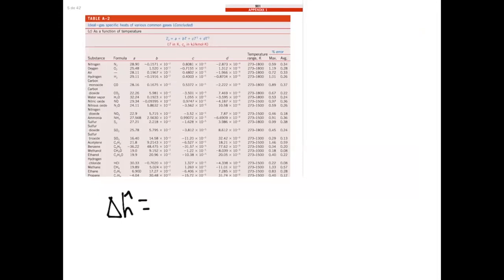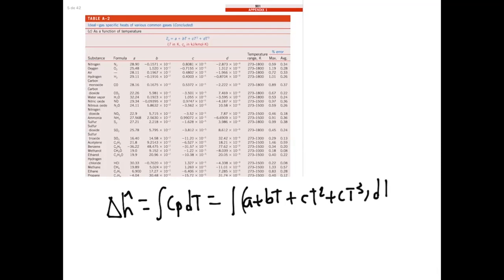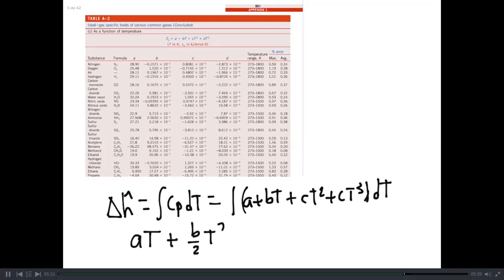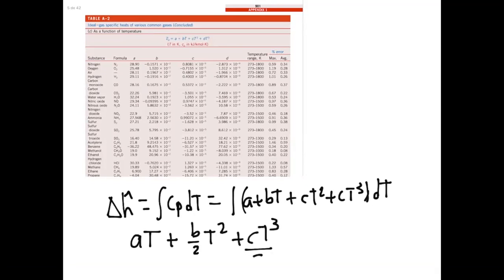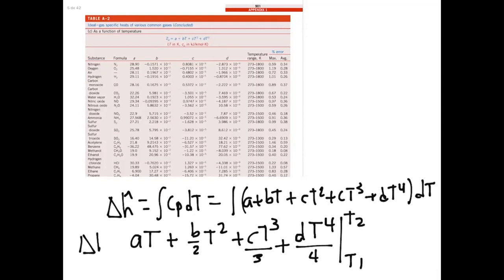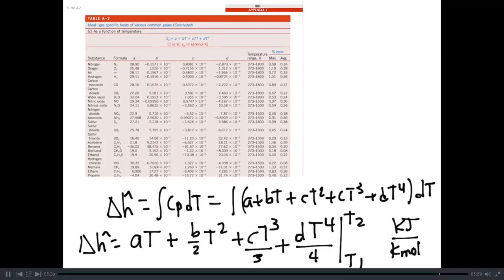So, whenever you do the integral, since delta h specific is the integral of Cp dT, you can do the integral of A plus BT plus CT squared plus DT cubed dT, etc. Well, the integral is going to be, for instance, AT plus B over 2 T squared plus C over 3 T cubed plus, and I'm missing D, T to the 4 over 4, evaluated from T1 to T2, and this delta H is going to be given in kilojoule per kilomole. So be aware of this whenever you use this kind of table.